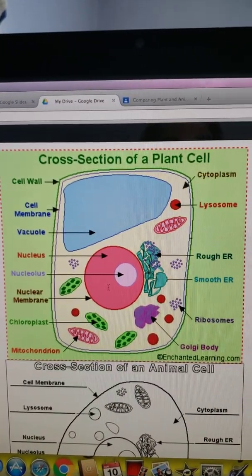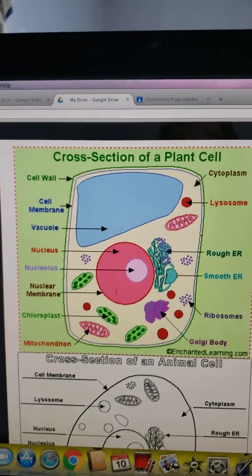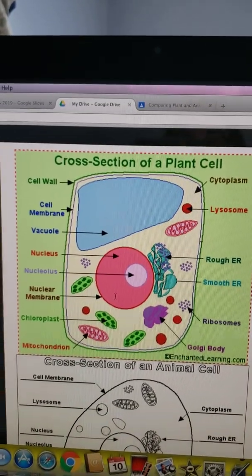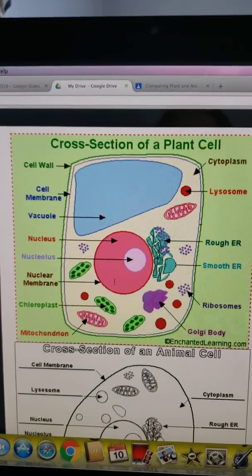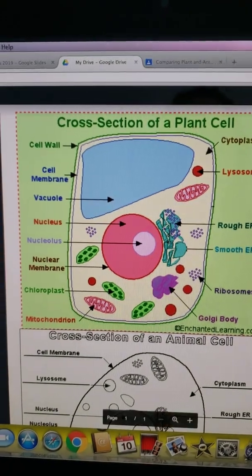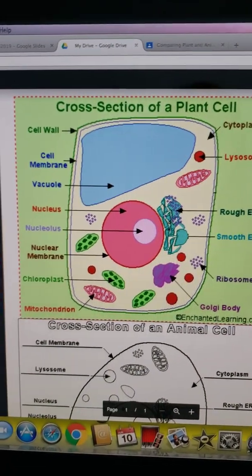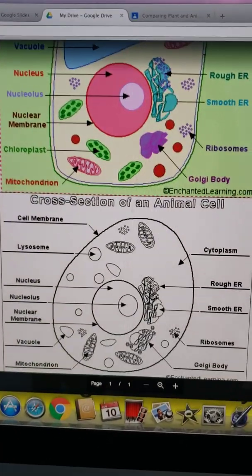You might even want to quiz yourself and make a list of all the cell organelles and see if you can draw them. It'd kind of be cool to see if you could do it. So I'm going to scroll down so now we can compare it to the animal cell.